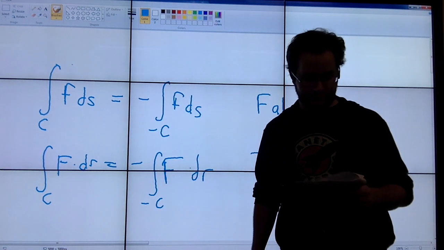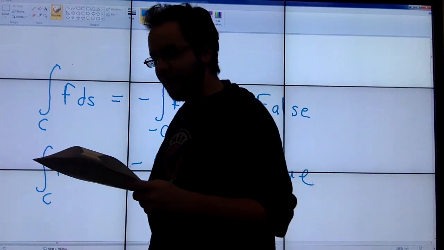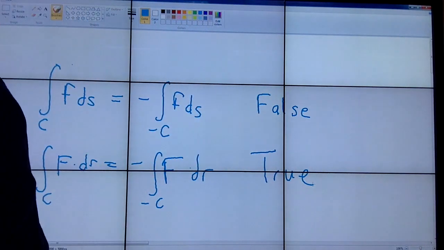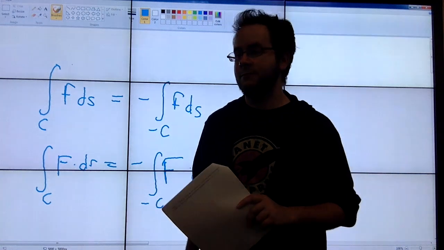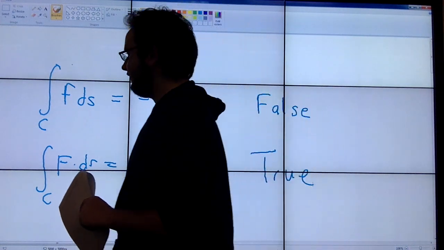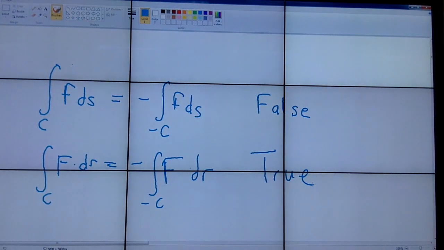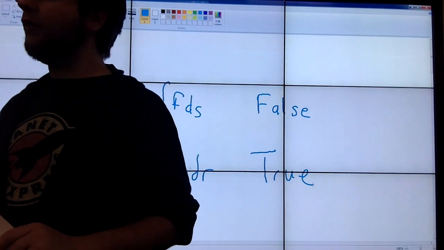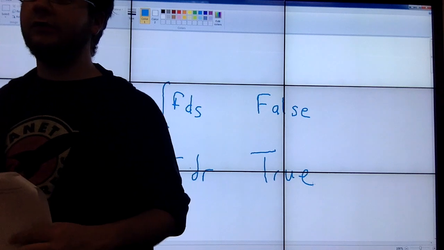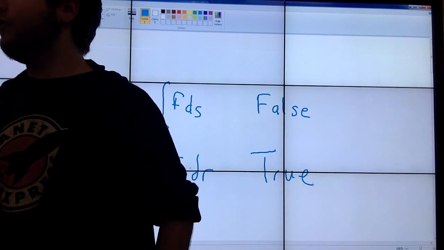Okay. Suppose F is a two-dimensional vector field. If F dot dr equals 0 for every circle drawn in the coordinate plane, then F is a conservative vector field. This is a tricky question. What this is saying is, no matter what circular path you take whenever you integrate this, you always get 0. So is F a conservative vector field?